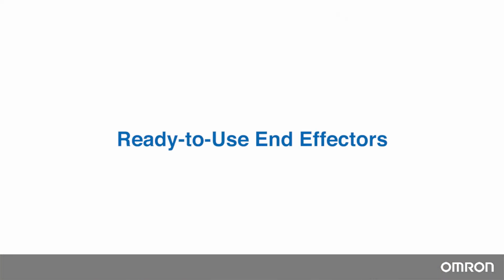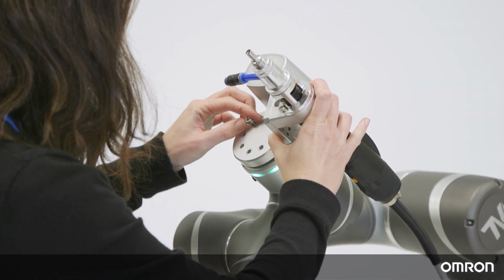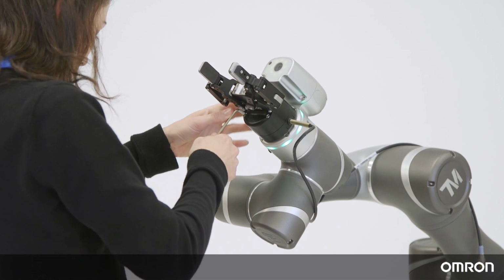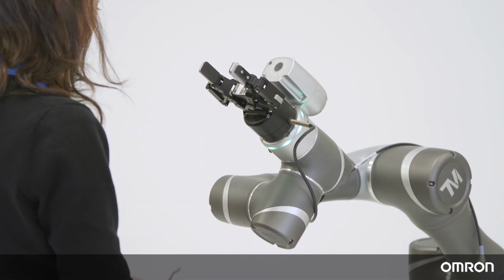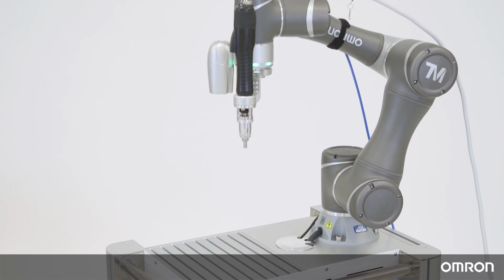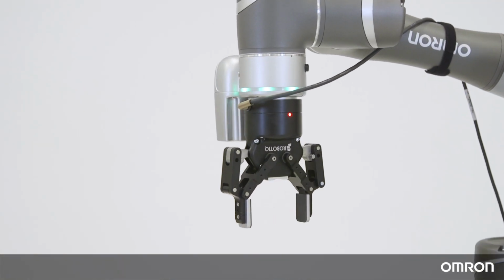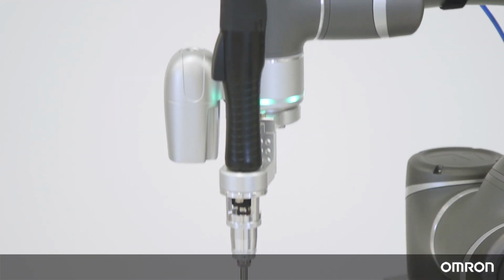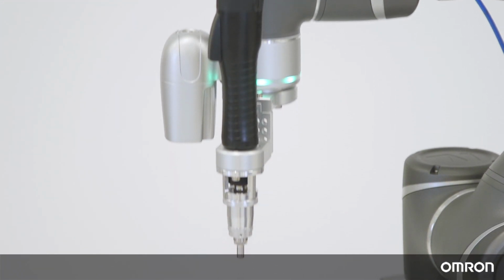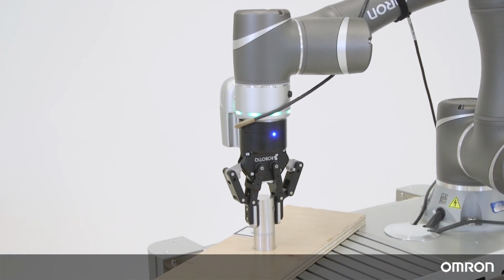Ready to use end effectors. The OMRON TM Cobots are equipped to be easily integrated with commonly used end effectors, such as grippers, screwdrivers, and other peripheral equipment, collectively referred to as plug-and-play products. These products are listed fully on our website. By choosing one of the many plug-and-play products, you can immediately start using these devices and save the time and effort of writing code from scratch.